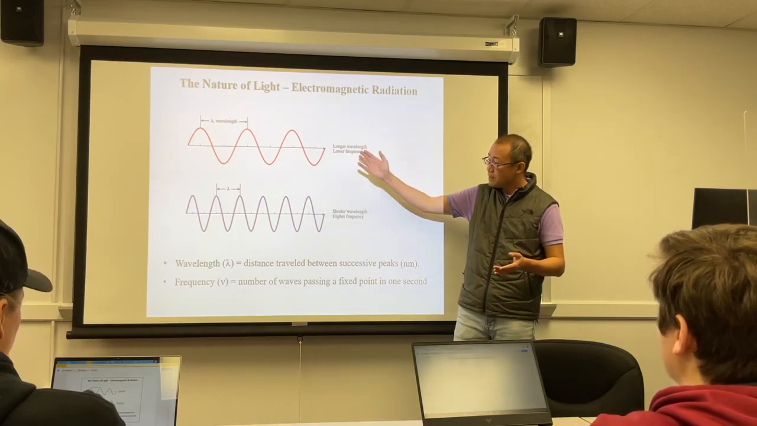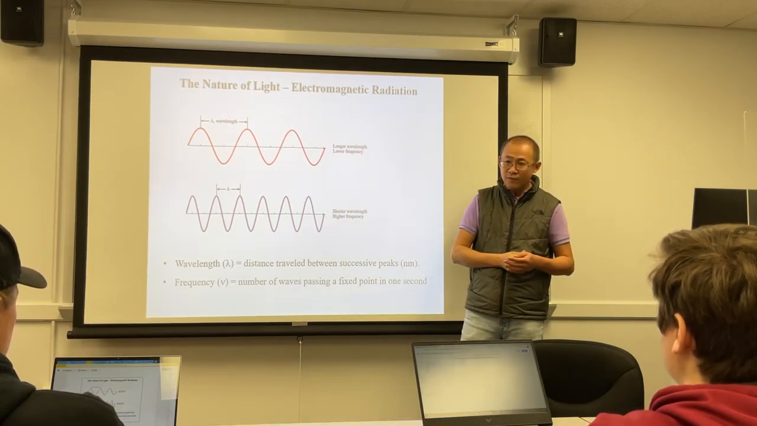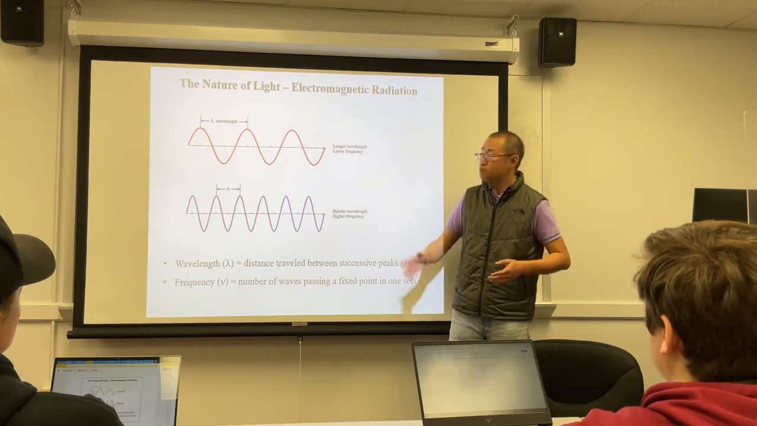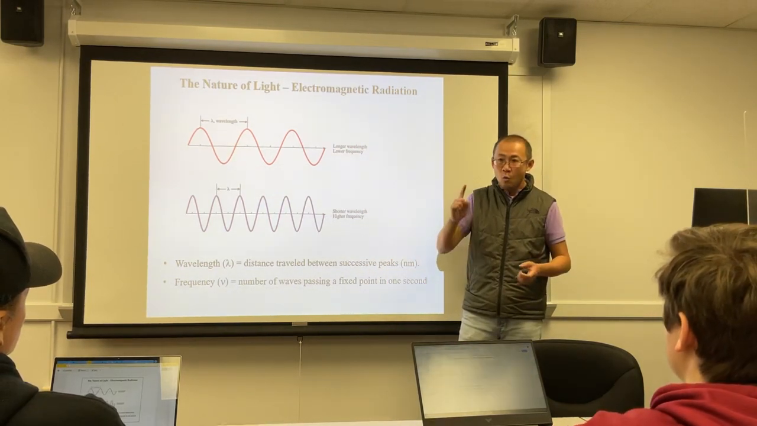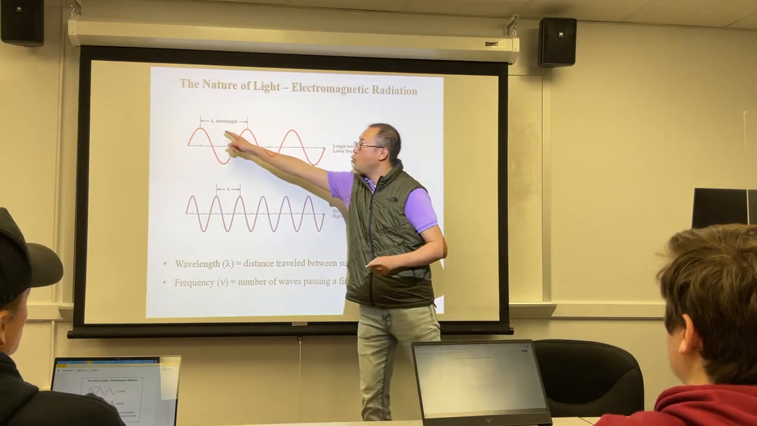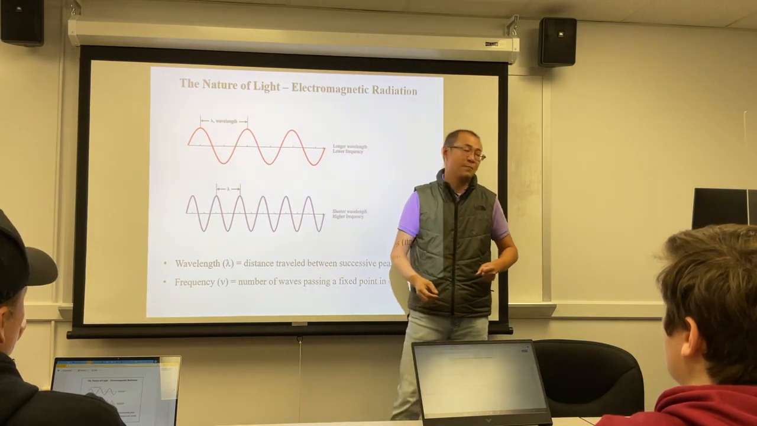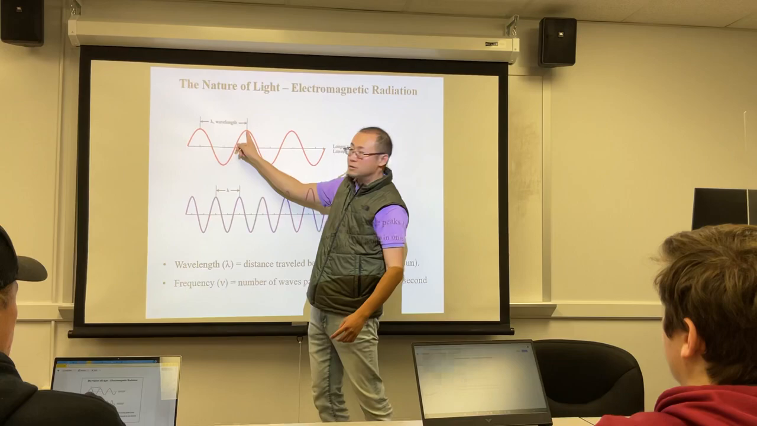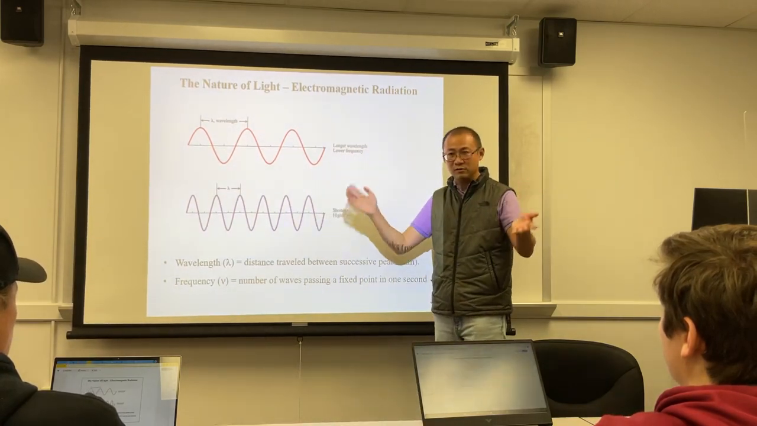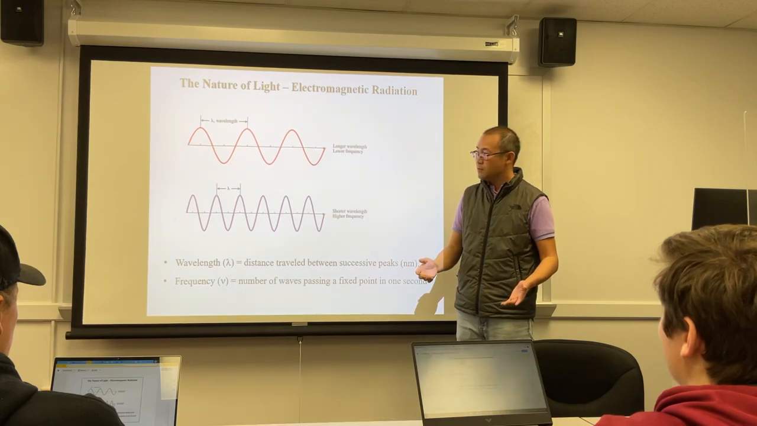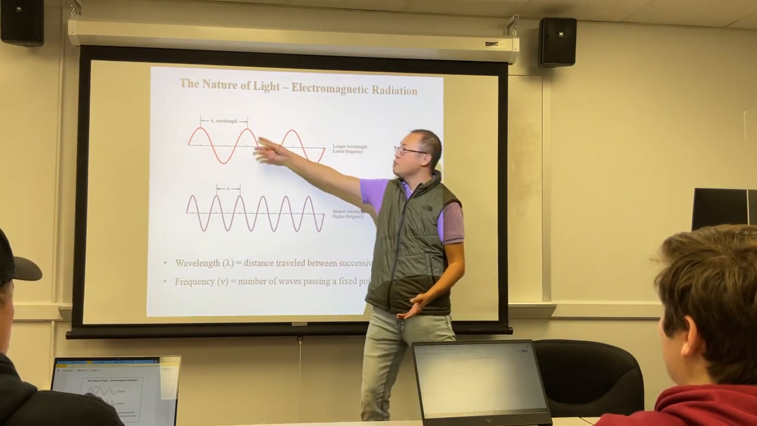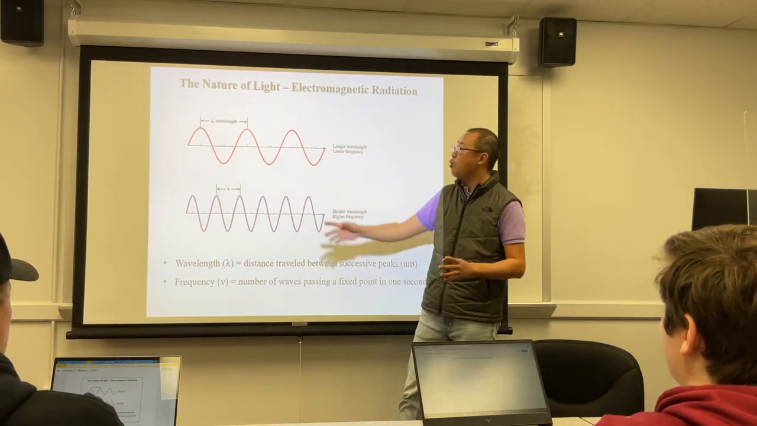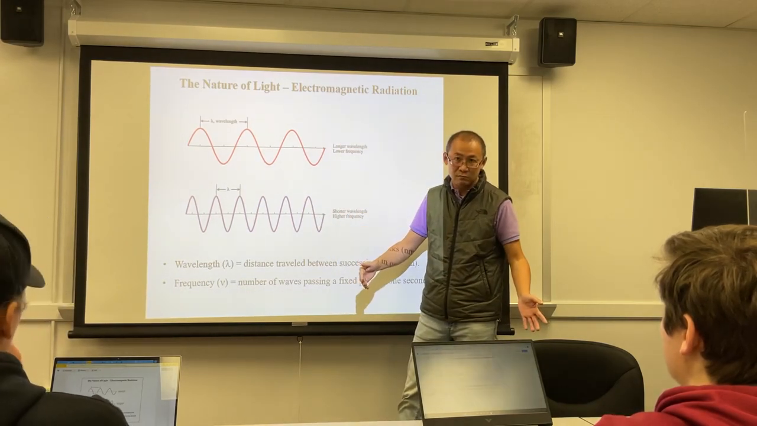Now, there are two very important terms quantifying these waves, making one different from another. One term is called wavelength. The symbol here is lambda, the Greek letter lambda. What is wavelength? Wavelength is the distance between two peaks, or you can say two bottoms, whatever, they're the same. Apparently, of these two waves, this one's wavelength is longer, and this one's wavelength is shorter. That's one thing to quantify why one wave is different from another.